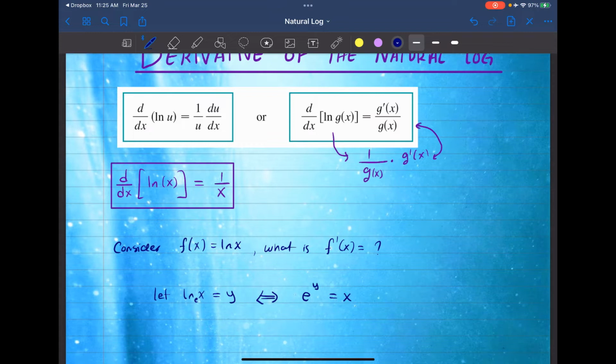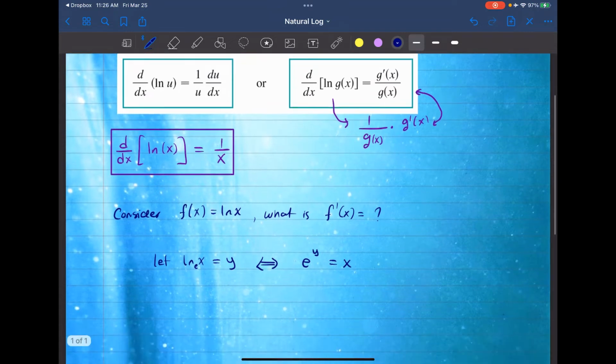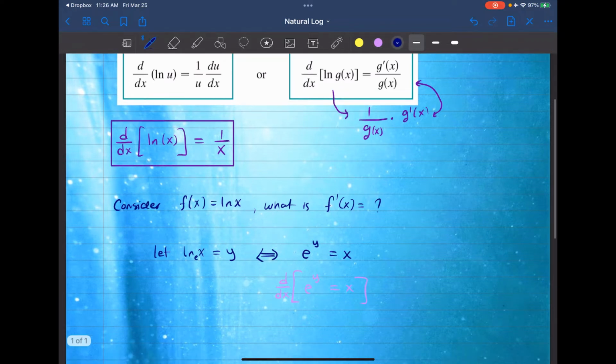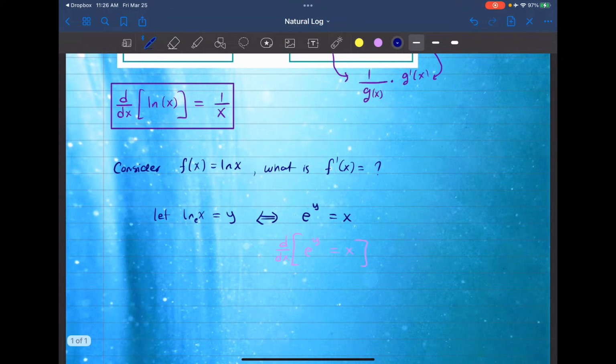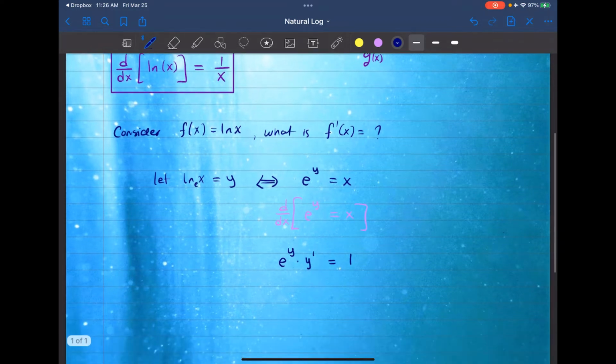Now I know how to differentiate e to the x, right? We all know by now. So let's do that. We're going to take the derivative of this equation with respect to x. So this would be an implicit differentiation. The derivative of e to the y is e to the y, times y prime or dy dx, is equal to the derivative of x, that's simply 1. We're looking for the derivative, so I divide both sides by e to the y. So y prime is equal to 1 over e to the y.